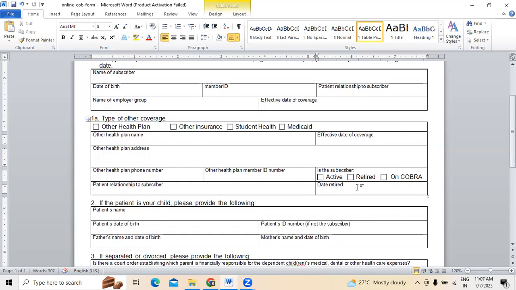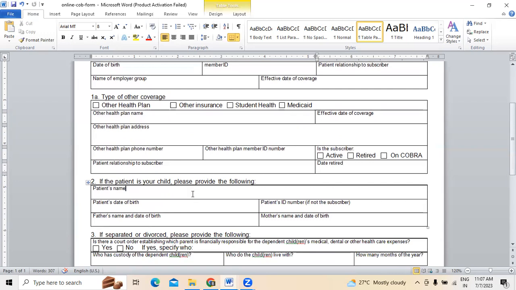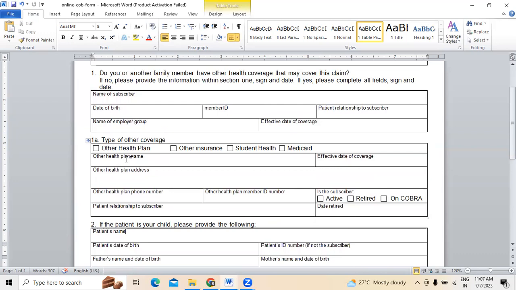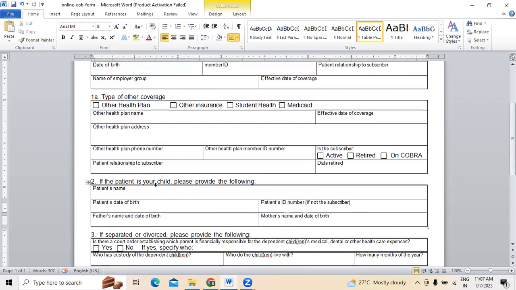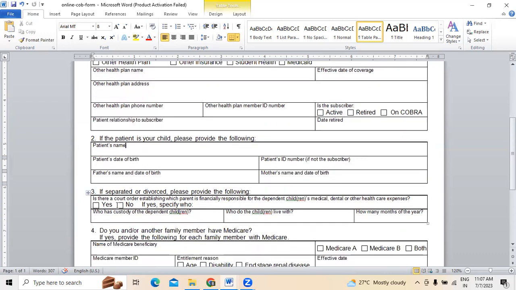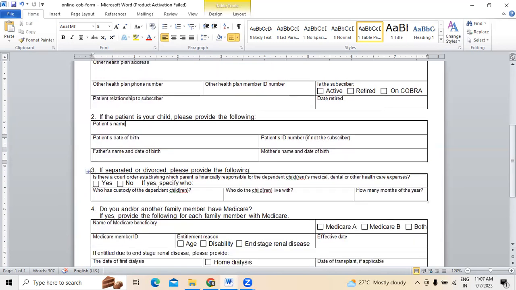Right. So now, if the patient is someone who is a child, right? This is the second section. What is the first section? I have explained to you about the type of other coverages. In the second section, if the patient is a child of a particular person, we need the patient name followed by the date of birth. At the same time, the father's name, mother's name, patient ID number, right? So all these details have to be mentioned here. At the same time, of course, this is something additional and exceptional, so maybe this is also required. This will be the third one.